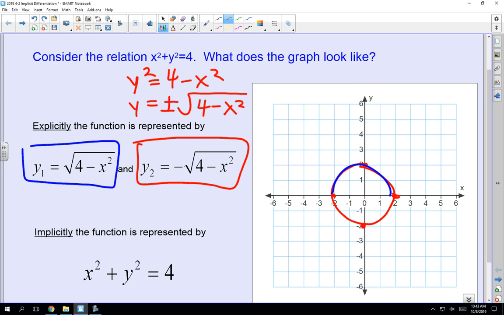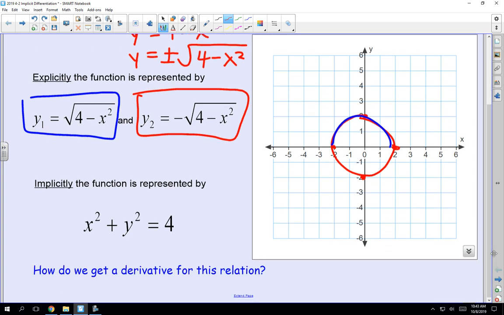Okay. But what happens is that with certain relations, and relations are like the ellipses, hyperbolas, sideways parabolas, circles, it's easier or only possible to do it implicitly. Okay. And so this is the implicit representation of this function. And I'm going to show you how to do that implicitly in a minute. So it's based on the chain rule.